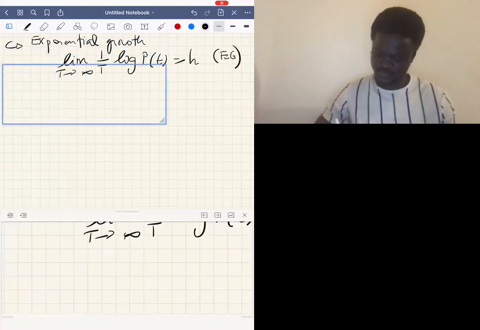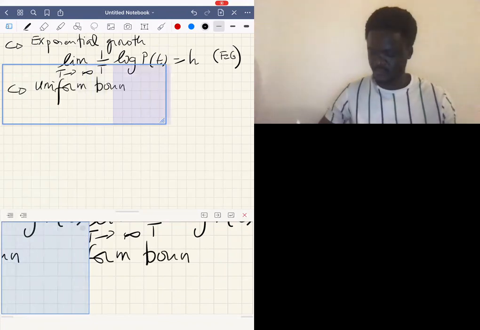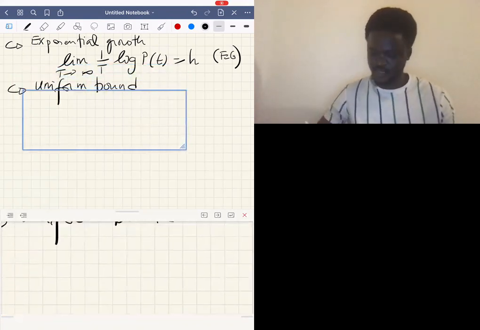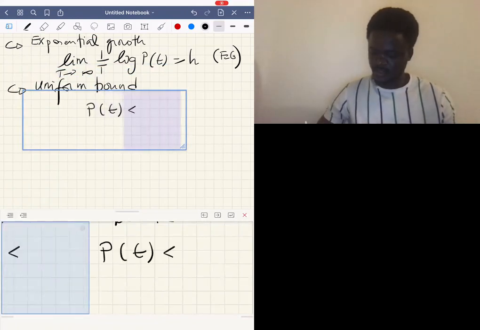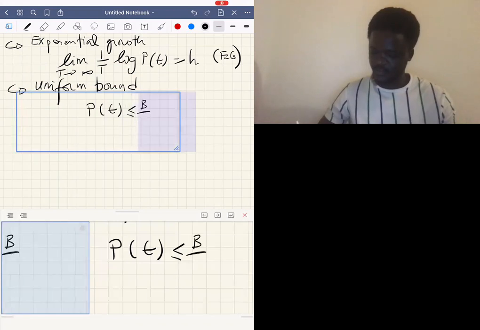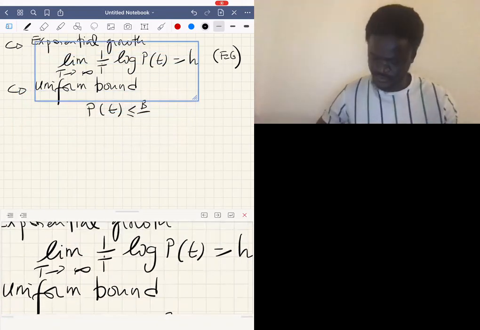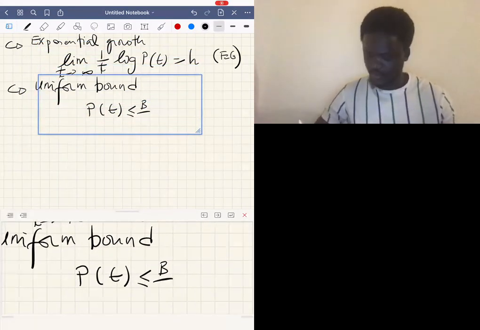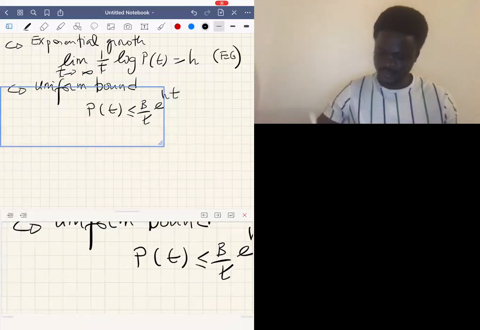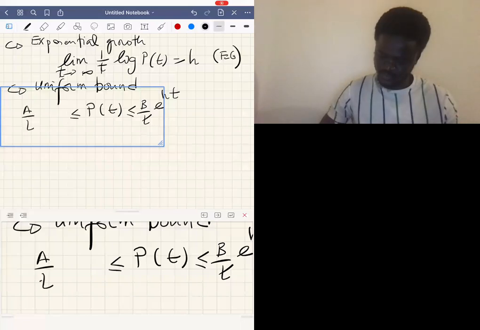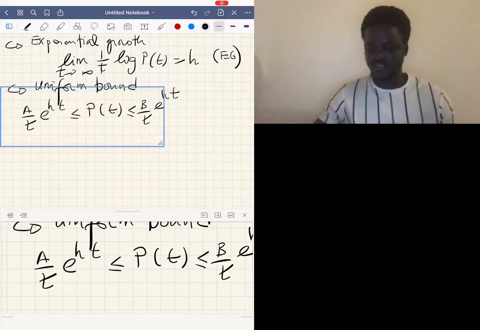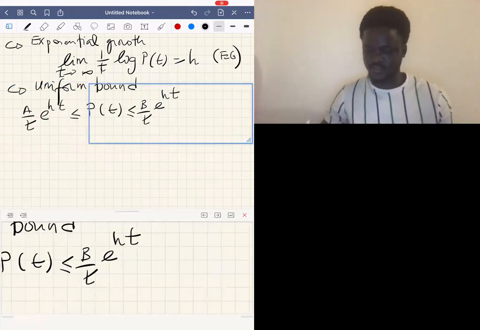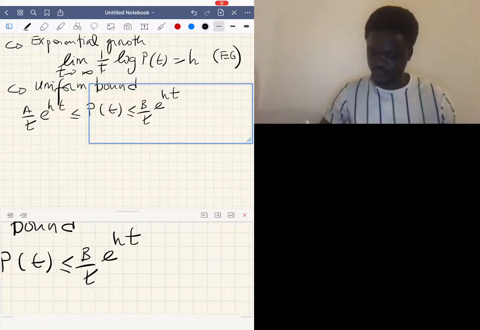There is another bound which is a little stronger, which is a uniform bound. The uniform bound says that you have P t is bounded between A over t e to the h t and B over t e to the h t. Sorry, I need to switch to little t because that's what I'm used to. So you see that this bound is a little stronger than the exponential growth. So the uniform bound, let's call it UB.